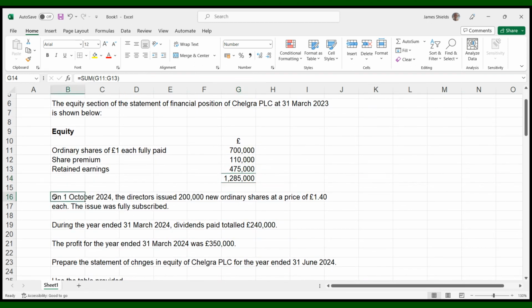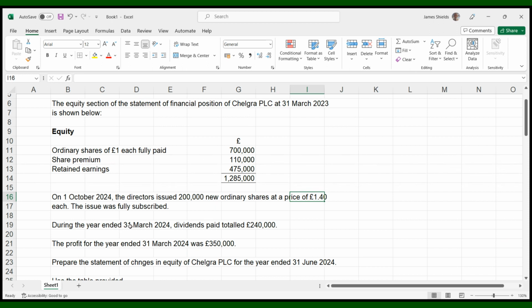Now, a few things have happened now. On the 1st of October 2024, the directors issued 200,000 new ordinary shares at a price of £1.40 each, and the issue was fully subscribed. So all the shares were fully paid for. Now, the £1.40, you need to compare it with the nominal value of £1. That's higher than the nominal value of £1, so that means we're going to have a share premium account. So, we'll go on to that in a few moments.